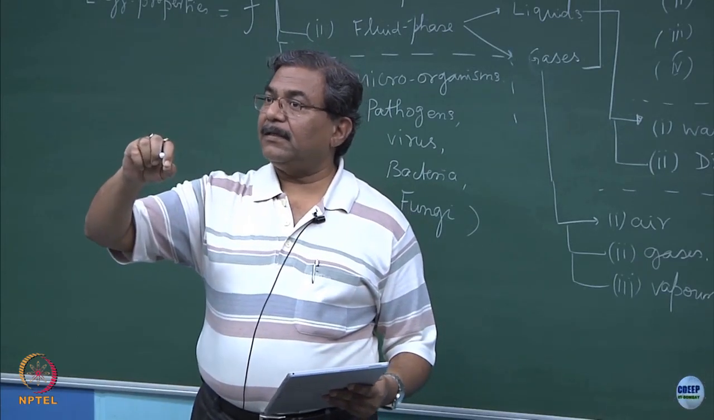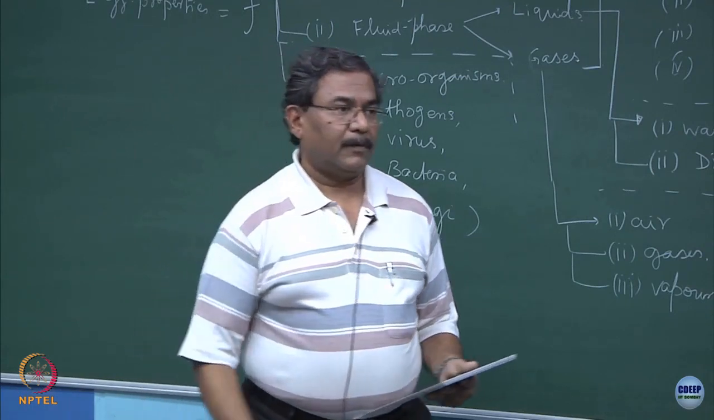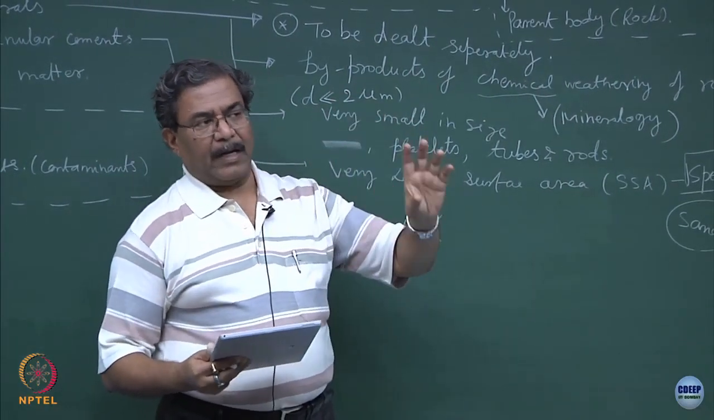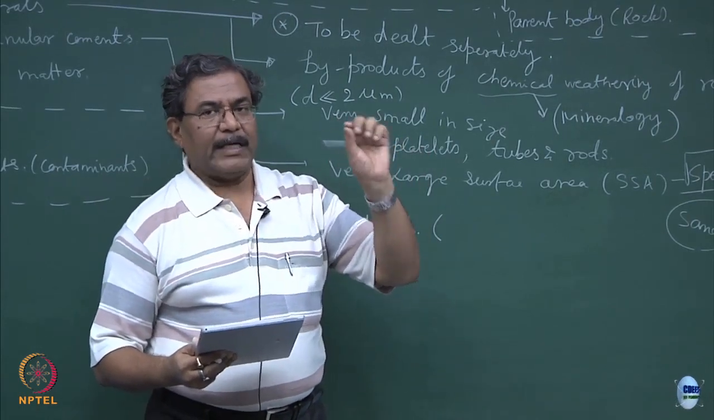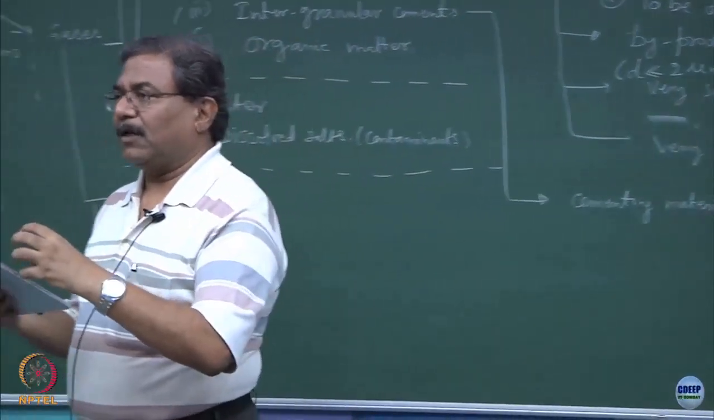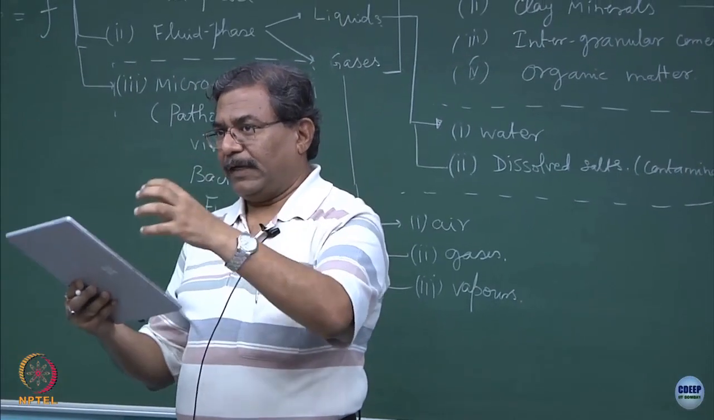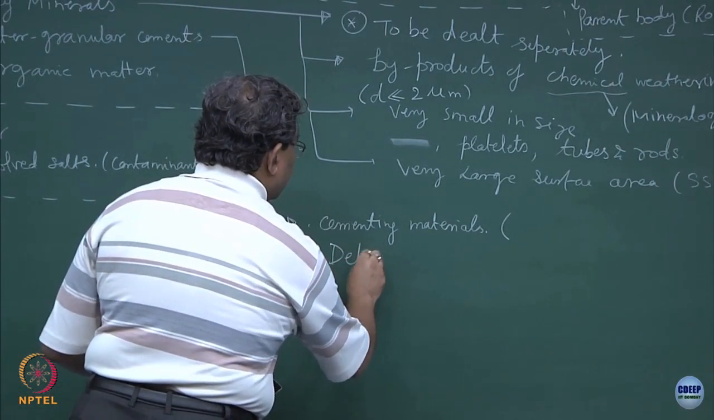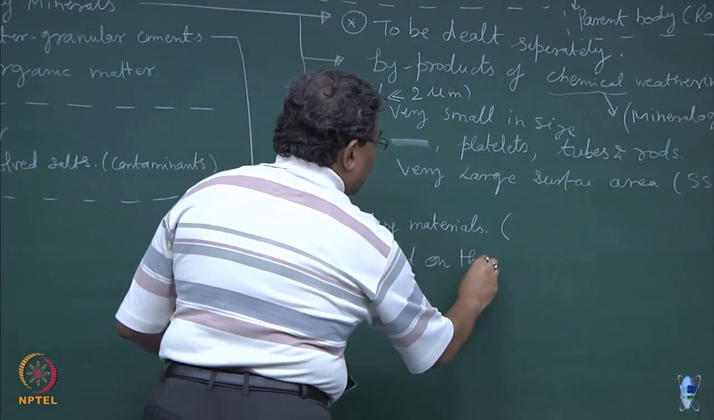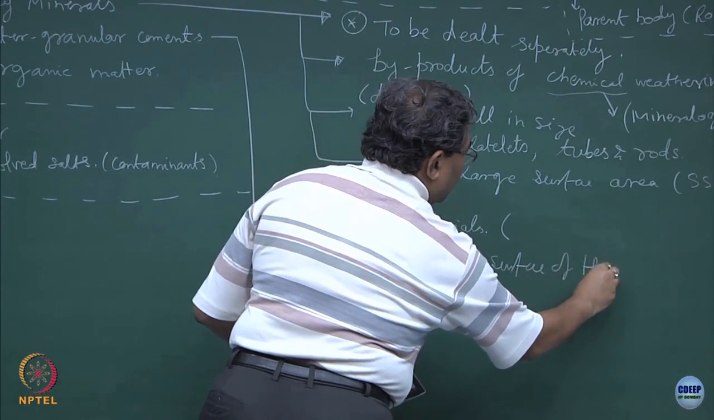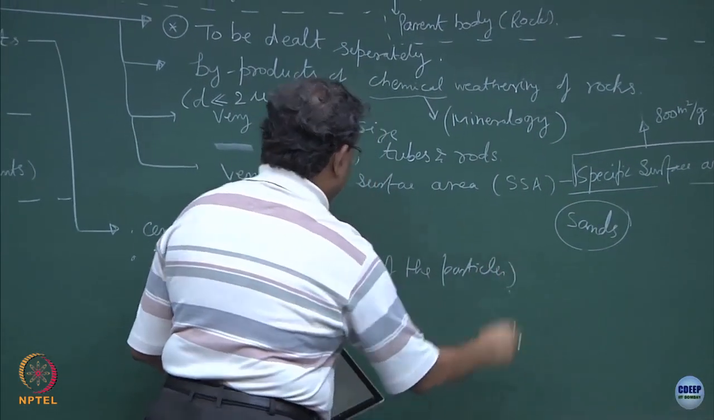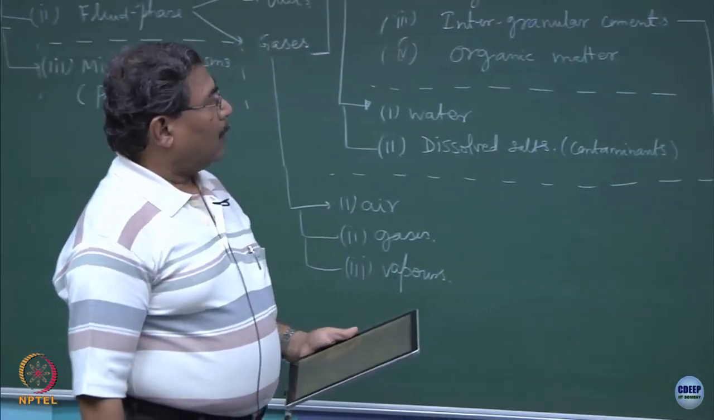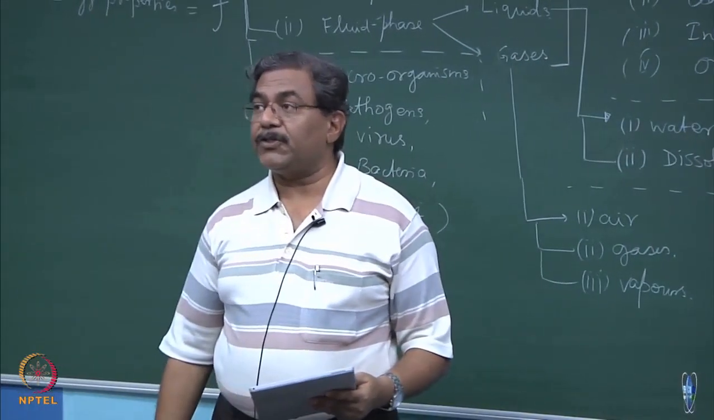If more calcium is present, it becomes calcareous soil. Calcareous soil is the one where you have a lot of calcium impregnation in the sand particles, and calcium carbonate is the deposition which takes place all around the particles, and when two particles come in contact with each other, they become a unit, they get cohesed. So, basically this is deposited on the surface of the particles. Cementing materials or intergranular cements are responsible for imparting strength to the soils.